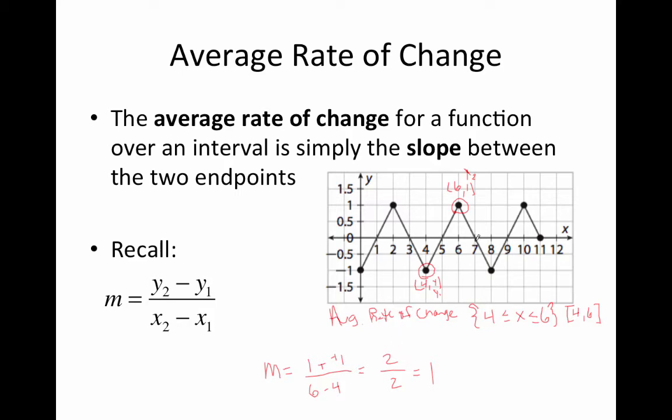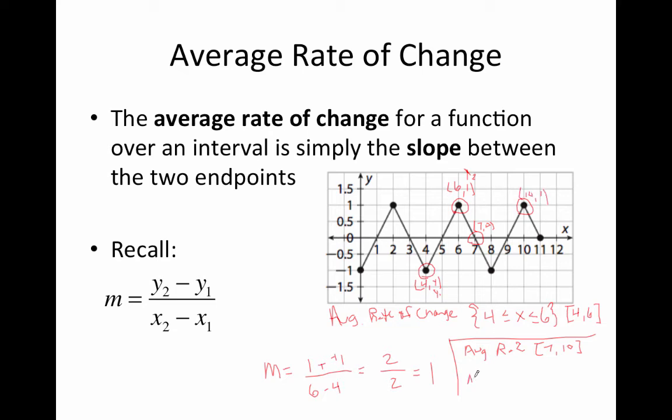Suppose I wanted just to do another one. The average rate of change from, let's say, maybe 7 to 10. Average ROC, or rate of change, from 7 to 10. Again, I'll get my two coordinates. So when x is 7, y is 0. So this is the point 7 comma 0. When x is 10, y is 1. So this is the point 10 comma 1.